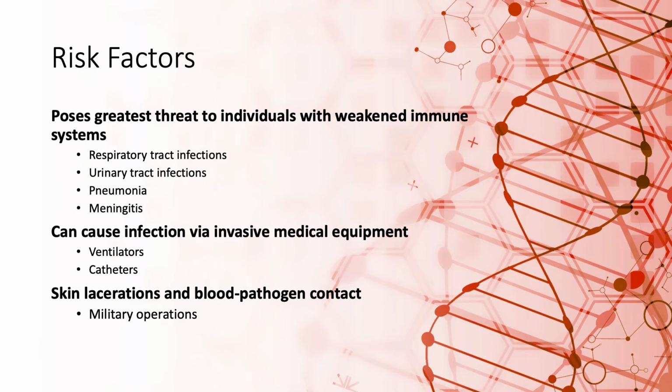So, some risk factors for infection. The pathogen poses the greatest threat to individuals with weakened immune systems. So for example, individuals suffering from respiratory tract infections, urinary tract infections, pneumonia, meningitis, and other types of infections can be severely hurt if they are infected with Acinetobacter baumanii.